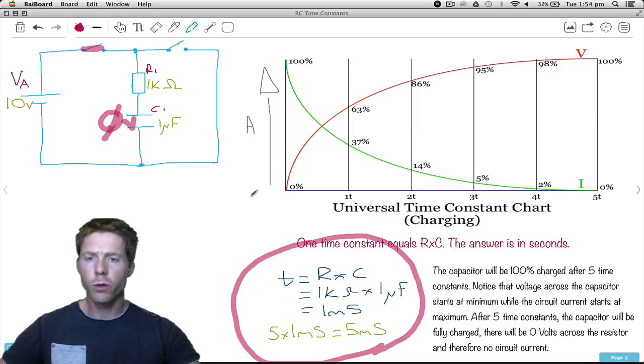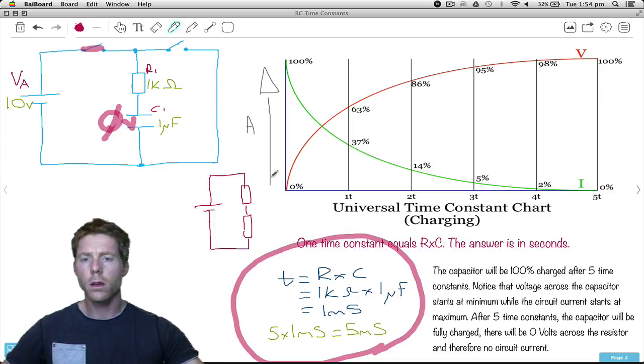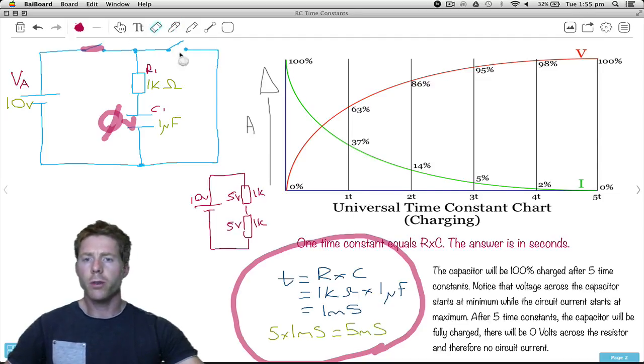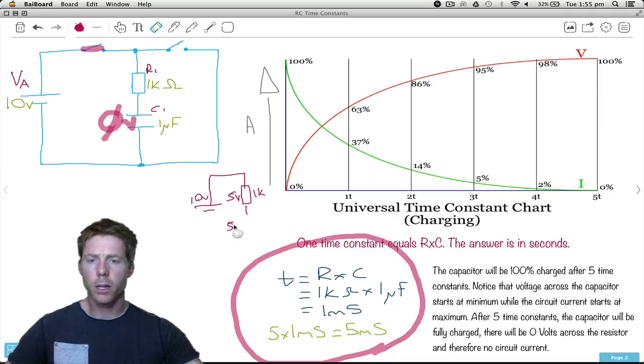Remember how we dealt with voltage dividers in the past? That's where we had a simple series circuit of 1 resistor and 2 resistors. If that was 1K, that was 1K, and this was 10 volts, they'd each get 5 volts. Well, we're doing pretty much exactly the same thing, except instead of using 2 resistors, we're now using 1 resistor and a capacitor.